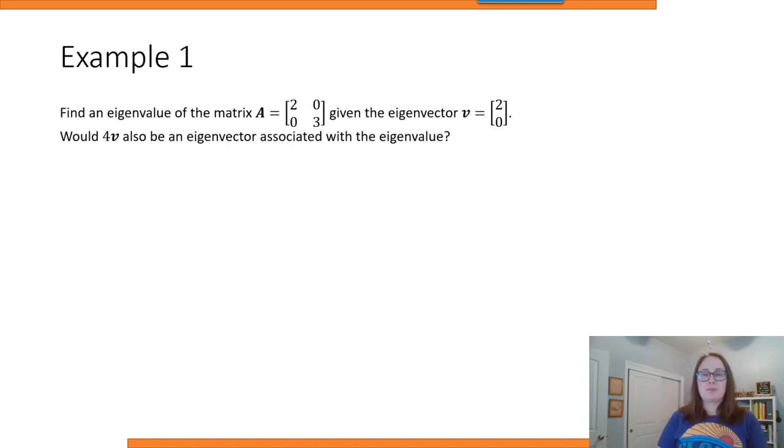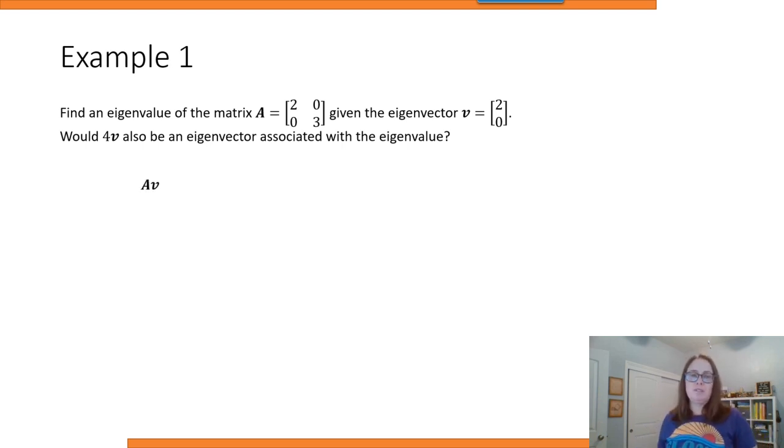Okay, so for our first example, let's just try and wrap our heads around this idea of multiplying the matrix to get a scalar multiple. So let's say I have the matrix A, which is a 2 by 2 matrix with rows 2, 0, and 0, 3. And I have a vector V, which is just a column vector 2, 0. And I'm going to multiply these together and see if I can figure out what that scalar multiple ends up being so I can identify the eigenvalue.